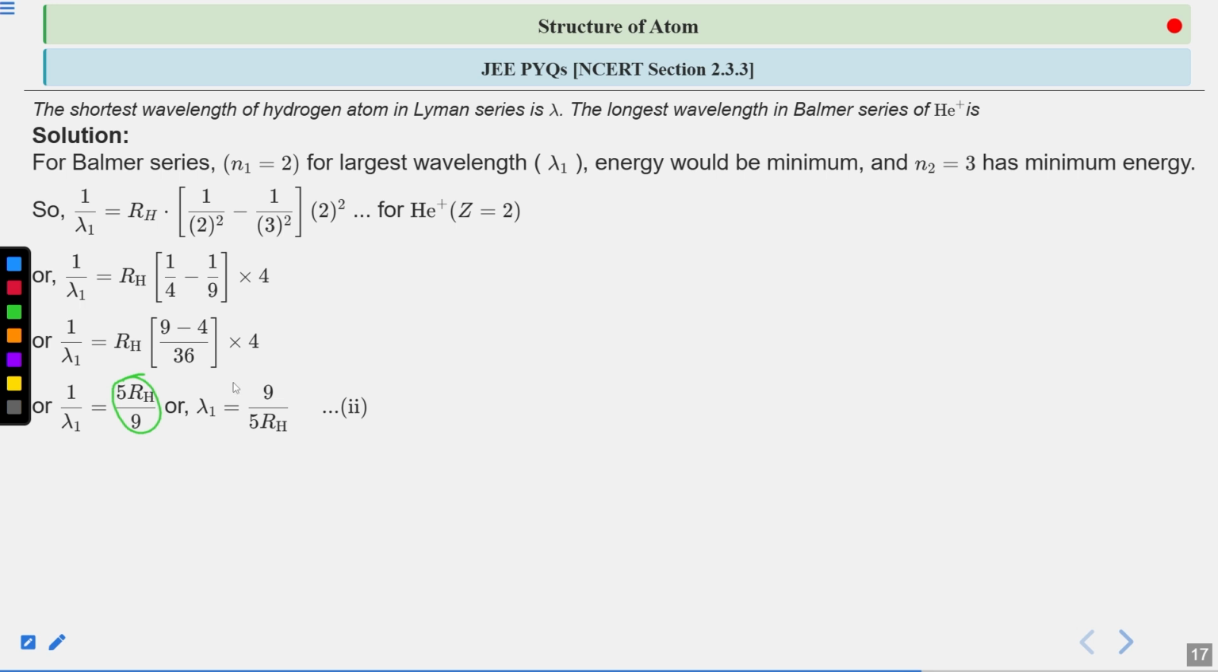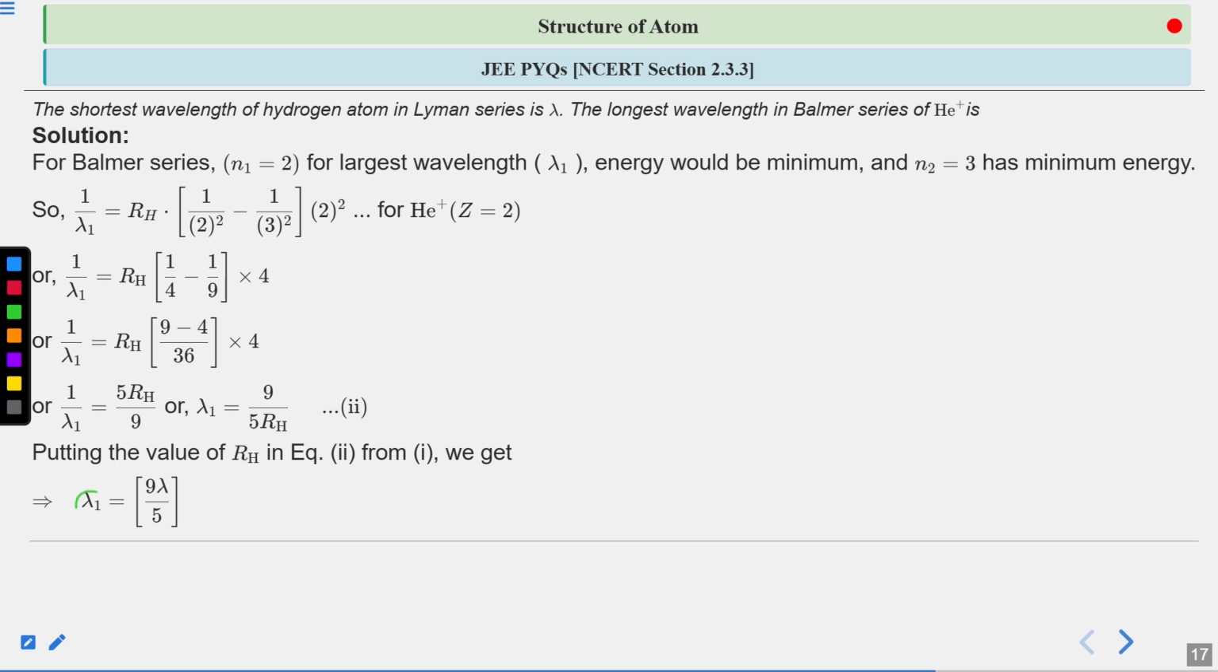Now putting the value of RH, what will we get? If you put the value of RH in equation 2 from equation 1, you will get lambda 1 as 9 lambda by 5. I guess it is clear to all of you. Just a very simple calculation. You just have to know how to apply the formula, and you get your answer.